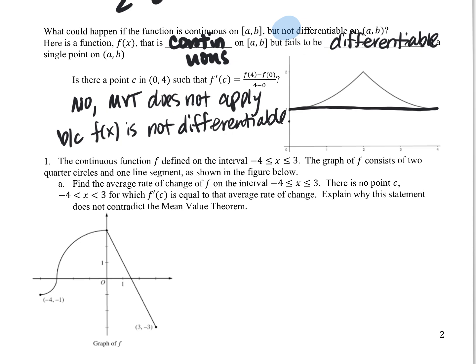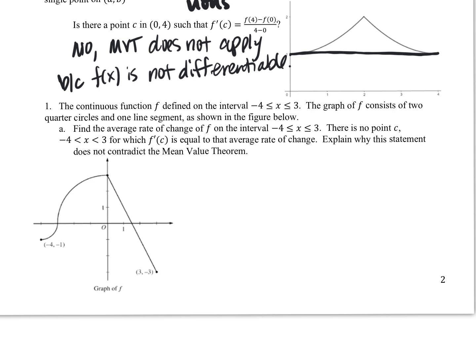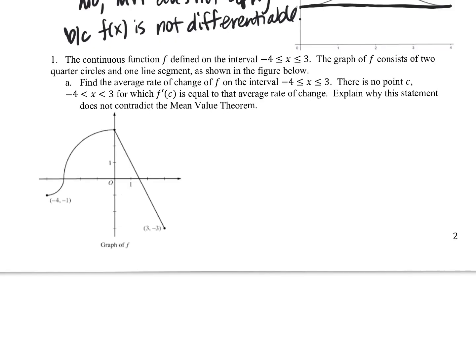Has to be differentiable for us to guarantee that there's some other point that has the same slope. Okay, here we go. They said it's continuous. This is from, I can't remember what year. Do you agree that this graph looks continuous? Woo! That's all I said.